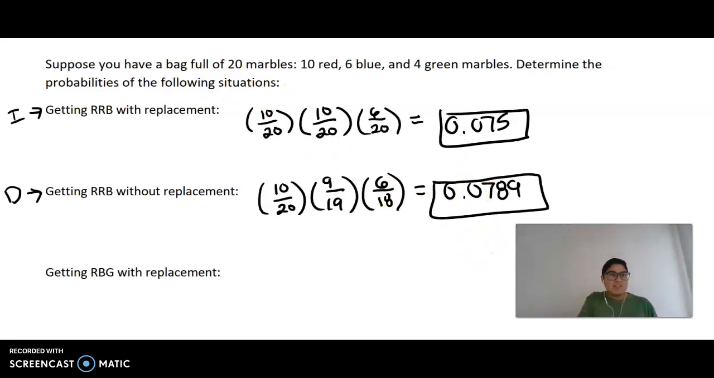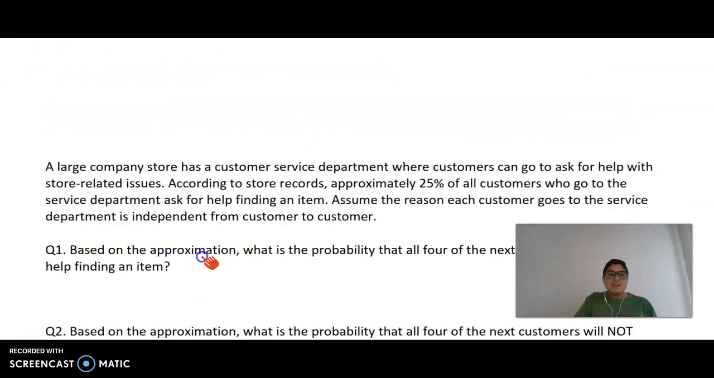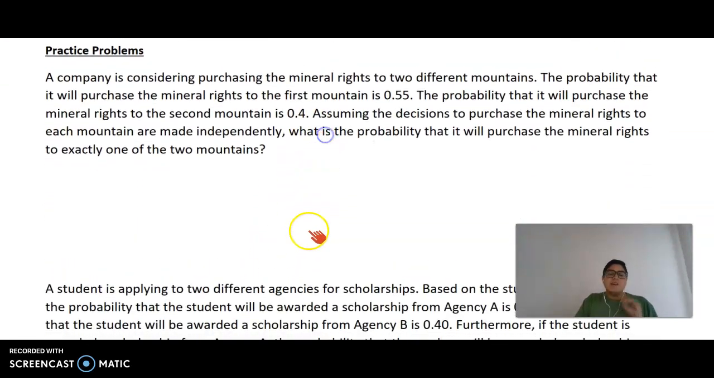So what I need you to do now is go ahead and pause the video and try out these remaining practice problems for yourself, and then we'll come back together and work them out. So go ahead, look over your notes, work with a partner, and try your best.